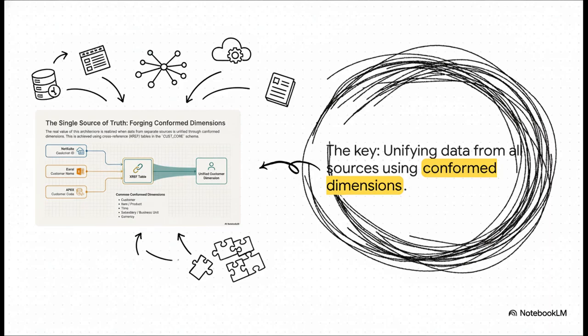And this brings us to the secret sauce, conformed dimensions. This is where you get the real value, when you can unify concepts across all your systems. You know, NetSuite has a customer ID, your Excel file has a customer name, and your Apex app has a customer code. A cross-reference table maps them all together into a single, unified customer dimension. This is how you create a true single version of the truth.